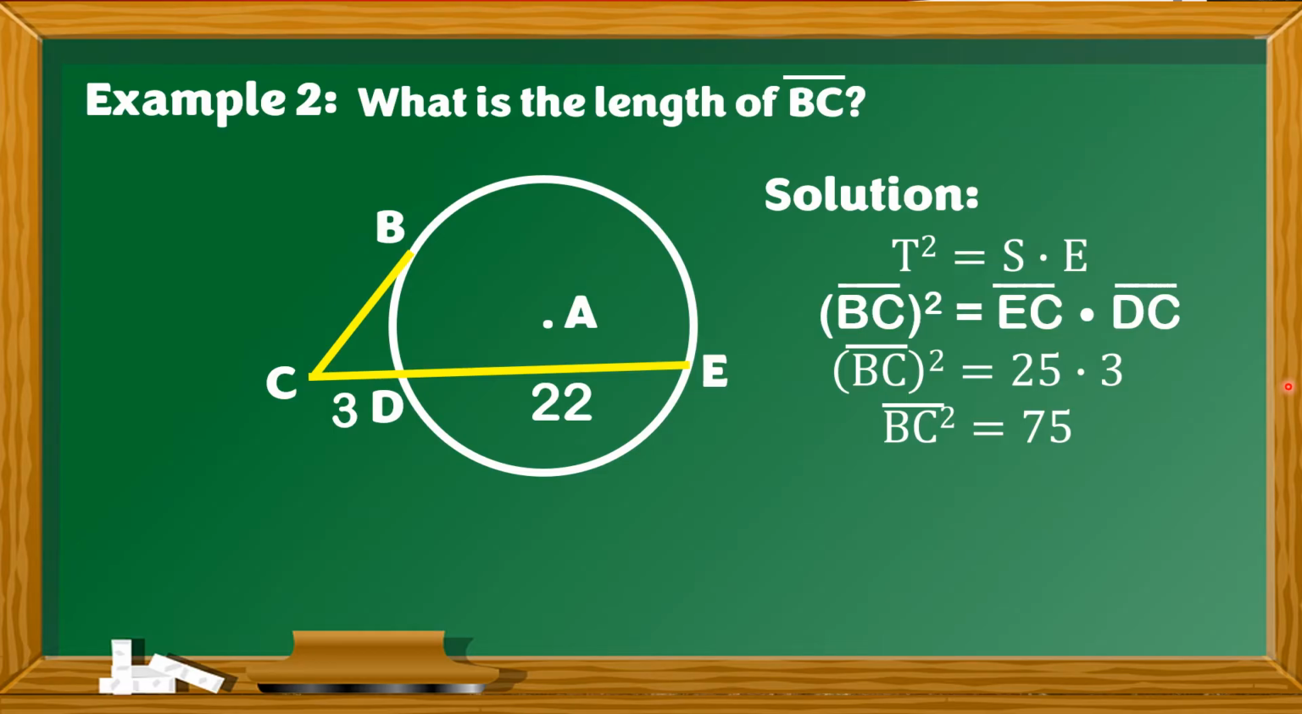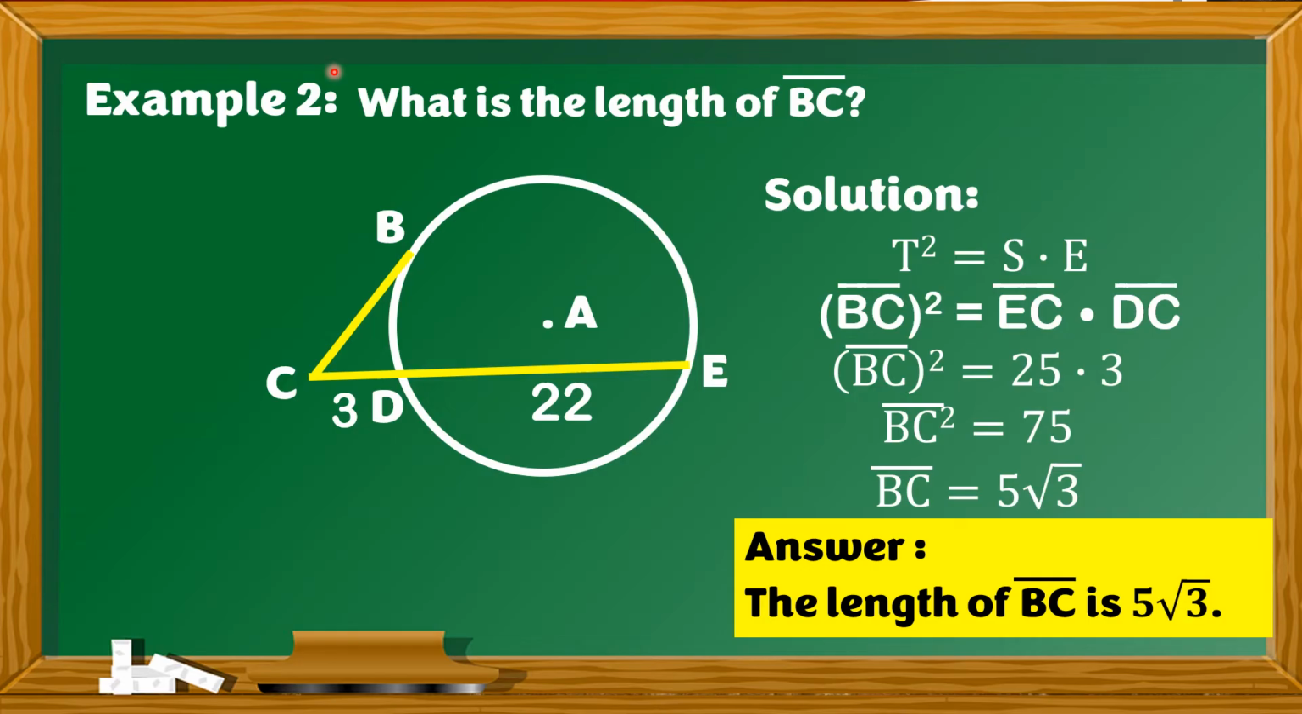Next, we're going to extract the square root of both sides of the equation. The square root of BC squared is equal to line segment BC, and the square root of 75 is 5 square root of 3. The square root of 25 is 5, and then we will just write the square root of 3.